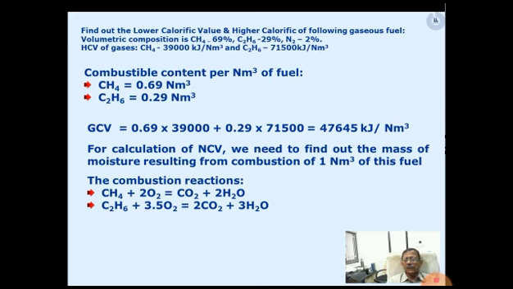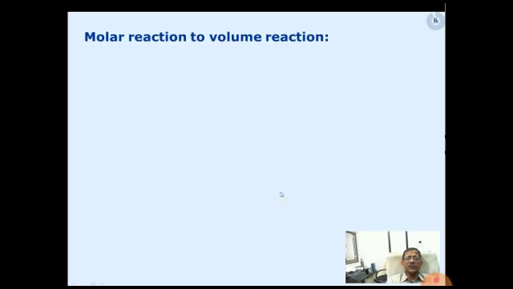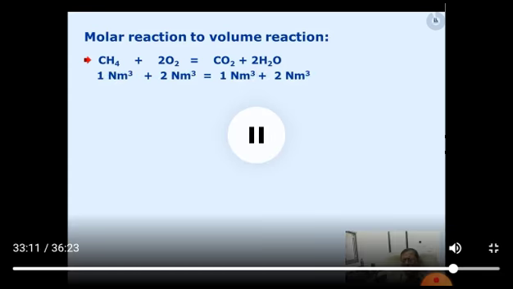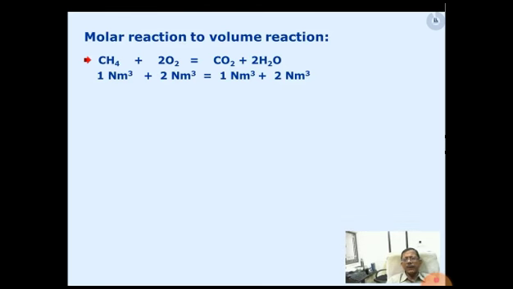The first thing we do is write down the reactions. In this case, the CH4 is going to react with O2 and form CO2 and H2O. We have to balance it. C2H6 will react with 3.5 O2, and 2 CO2 and 3 H2O will be formed. Now, in the molar to volumetric reaction, in case of CH4, we see 1 kilomole of CH4 is going to react with 2 kilomole of O2. Now, nm cube is the NTP condition, and we have seen in gas laws that when temperature and pressure are the same, the volume is proportional to the number of molecules. So, if 1 kilomole is reacting with 2 kilomole, then 1 nm cube will react with 2 nm cube and vice versa, right? So that is how we calculate the reaction.